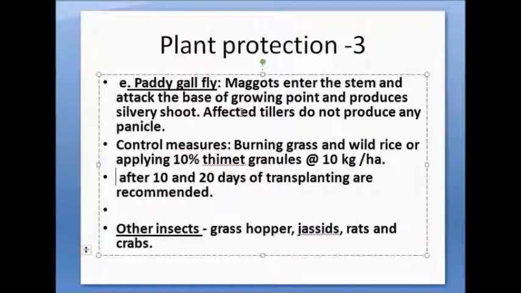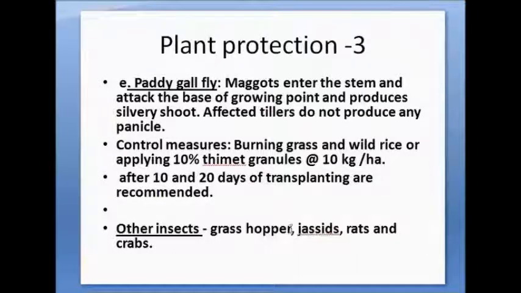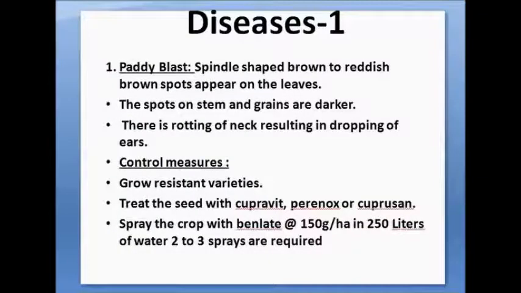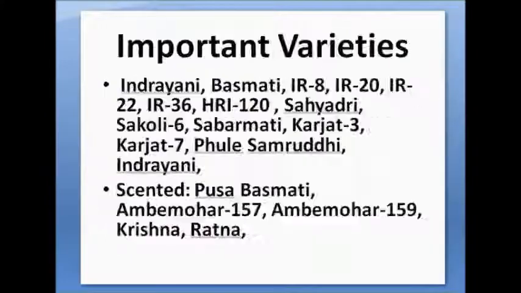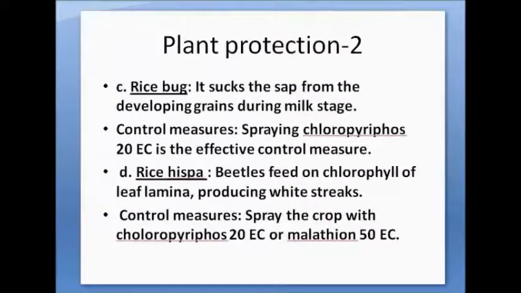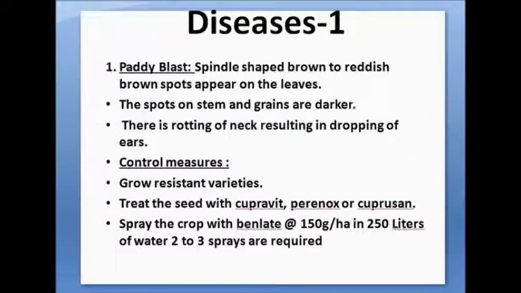These are the important 4 to 5 pests. Other pests are also there: grasshoppers, jassids, aphids, rats, thrips, many things are there. Now in plant protection, another is disease. Now there are different diseases.